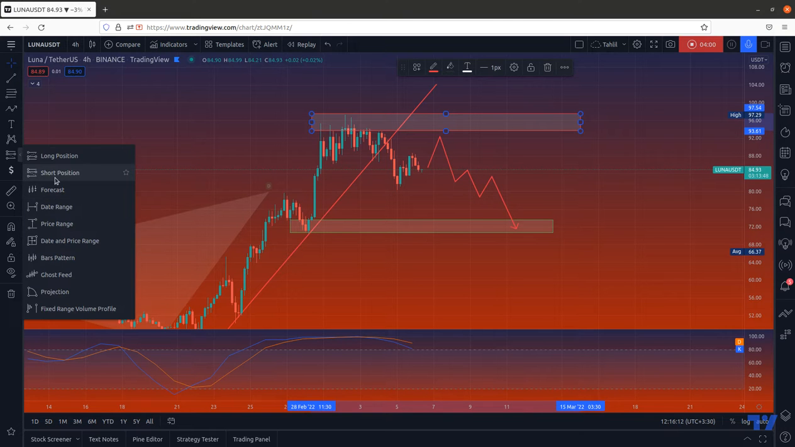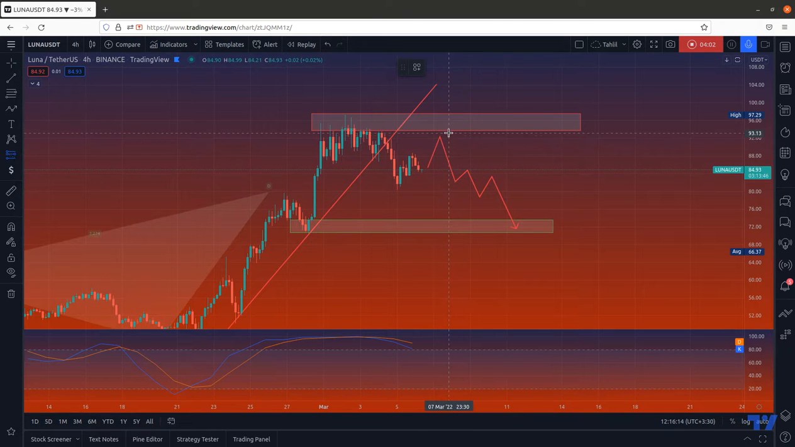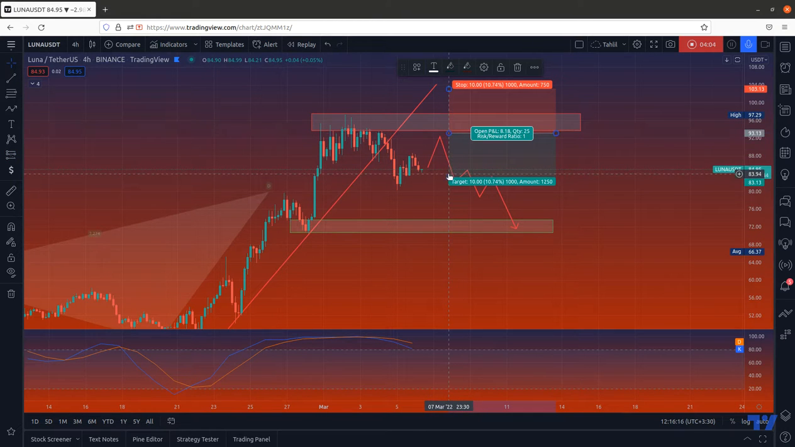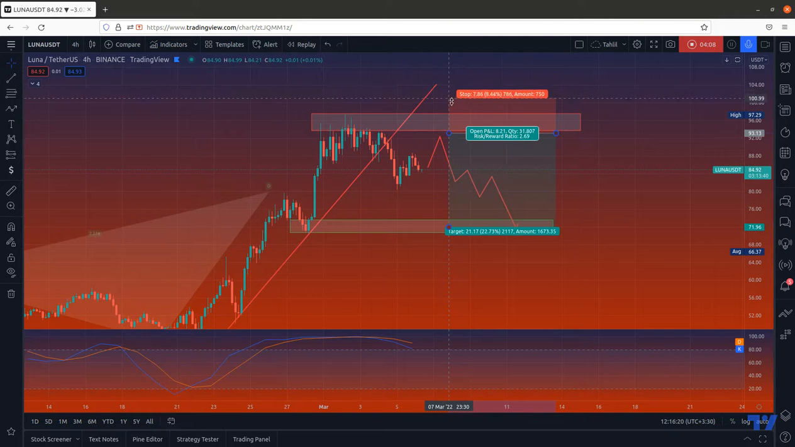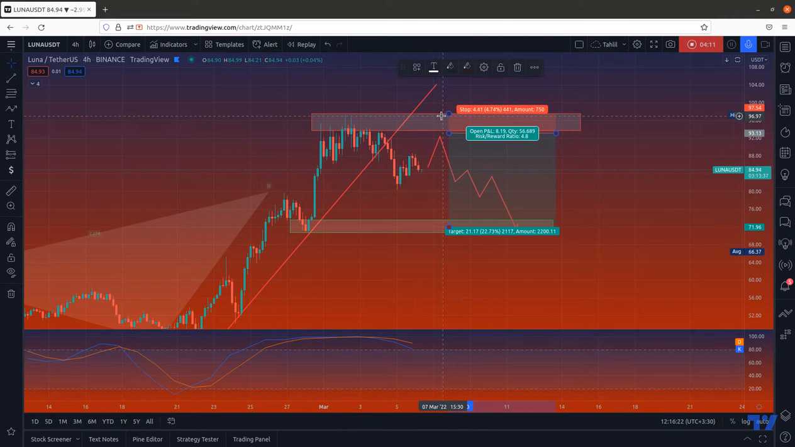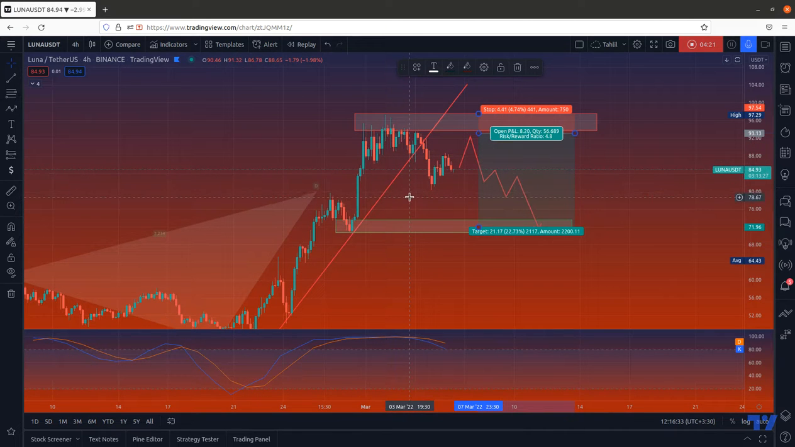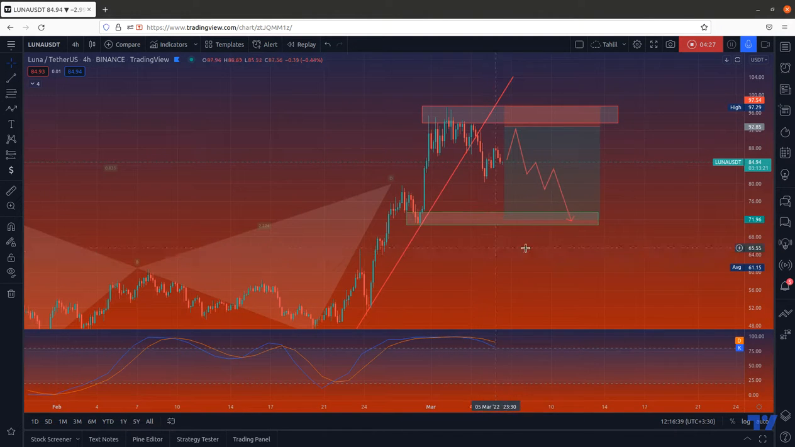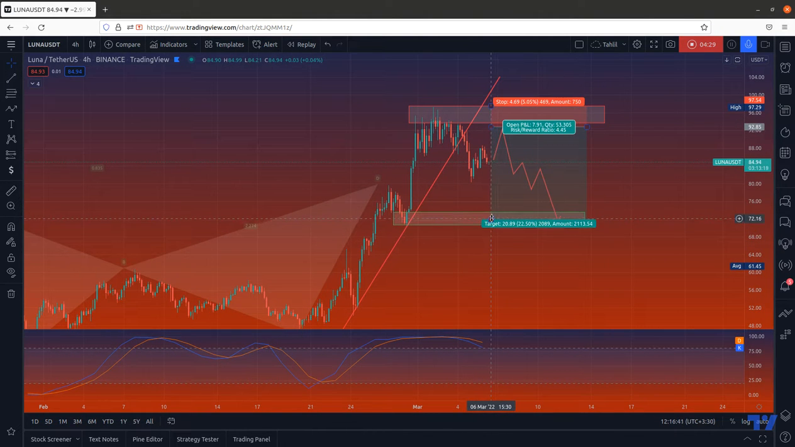We can enter the short position after the price hits this zone, and if it is rejected from that area, we can enter the short position. You can put your stop loss a little above this area in case the price goes any higher. And your target would be this support zone which we have drawn here.